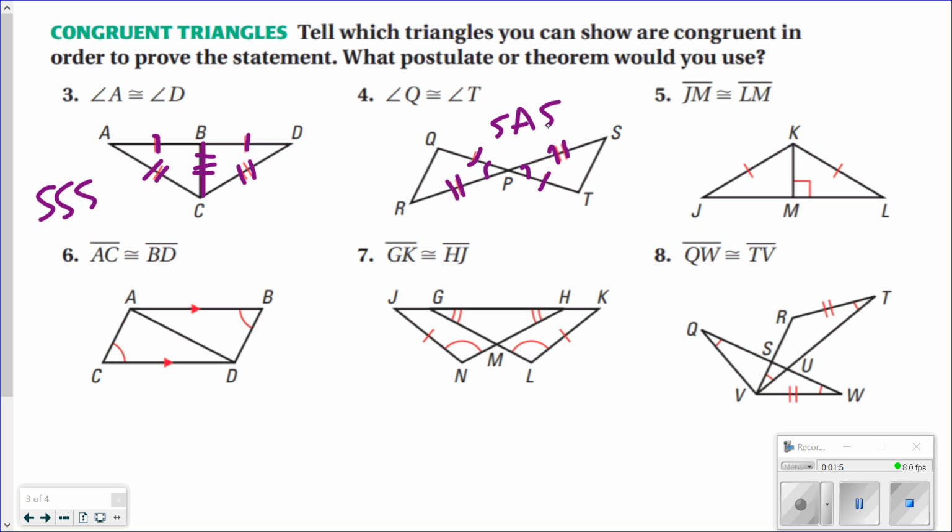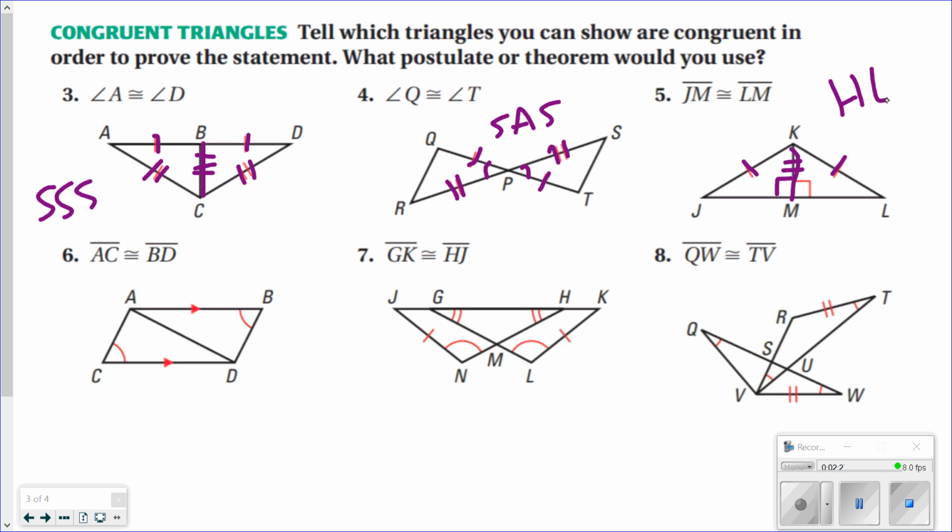Next, I see that I have a right triangle here, which means I also have a 90-degree angle here, another right triangle. I also see that this segment is congruent to this segment. So why are these two triangles congruent? Well, before I can prove that, there's something else that I see here. They both share KM. So I need to mark that. So now, which postulate or theorem will work here? And the answer is the hypotenuse leg theorem. Hypotenuse leg theorem only works for right triangles.